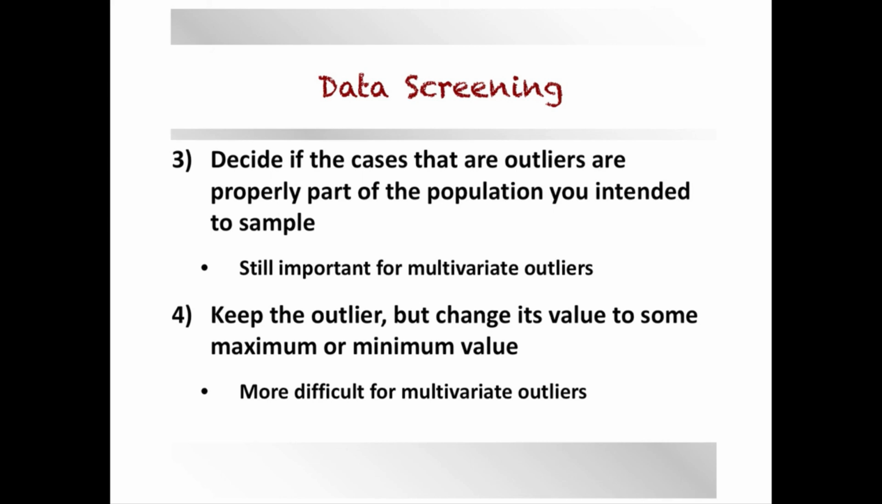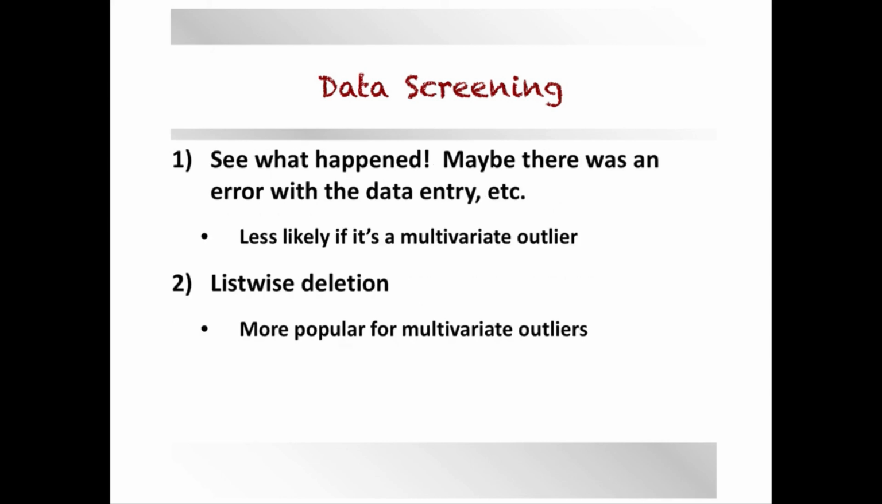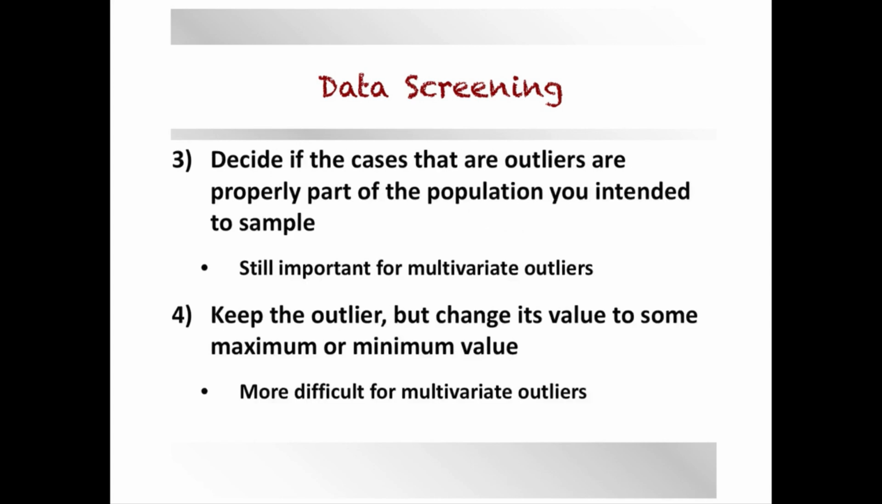Number 4 is to keep the outlier again and change its value, but again, this gets harder. So number 2, I think number 1 is less popular for multivariate outlier screening. Number 4 is also less popular because, well, you have to change multiple things, and so then it gets really dicey.